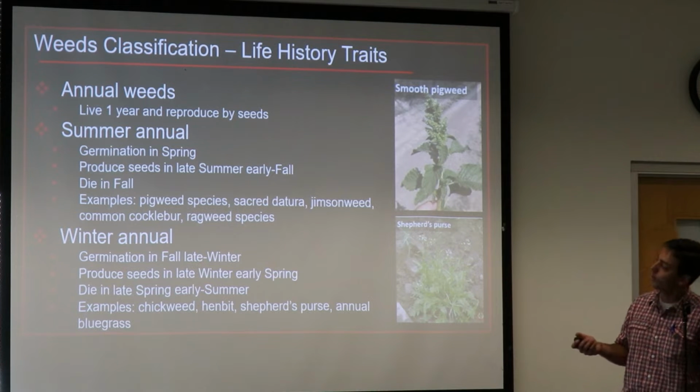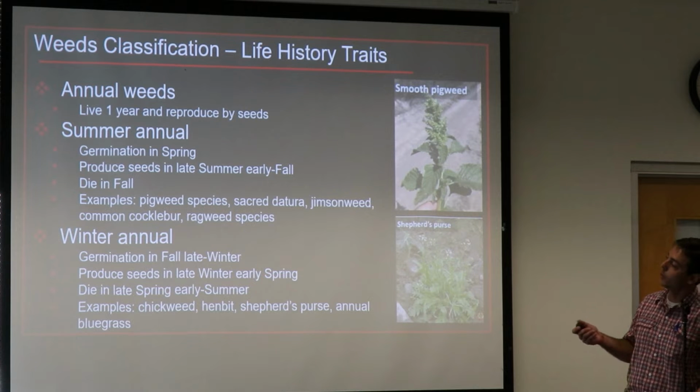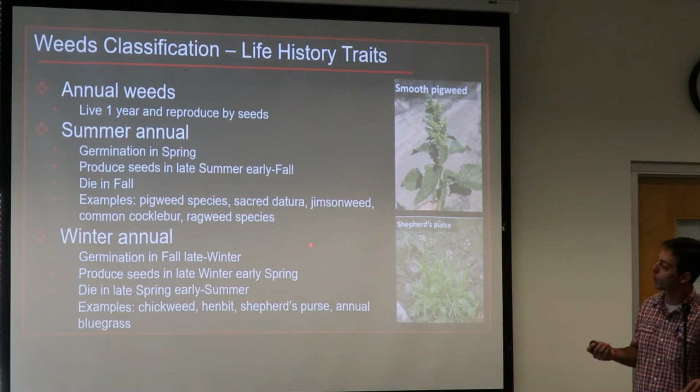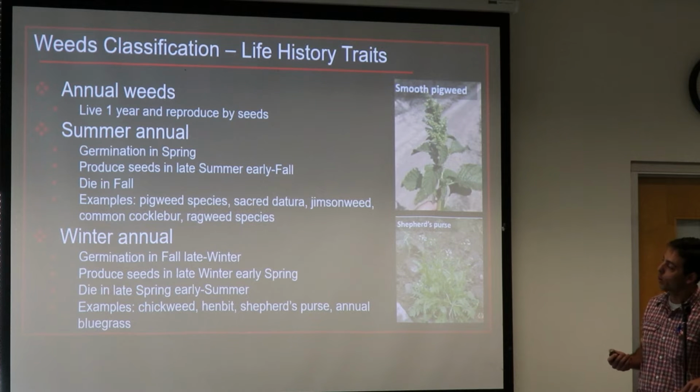And just a few examples of weeds in those different classes. Very common summer annual weed species will germinate in the spring, produce seeds by late summer, early fall, and they will naturally die in the fall. Some of the common ones in Arizona so far that I have noticed or have been told about would be the pigweed species, sacred datura, ginseng weed, common cocklebur, and ragweed species.